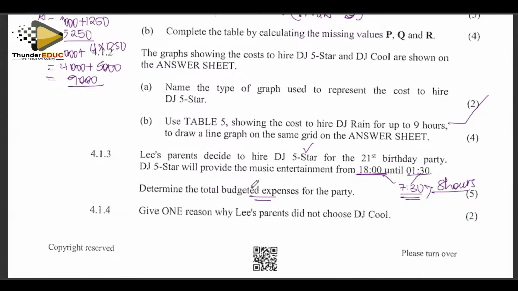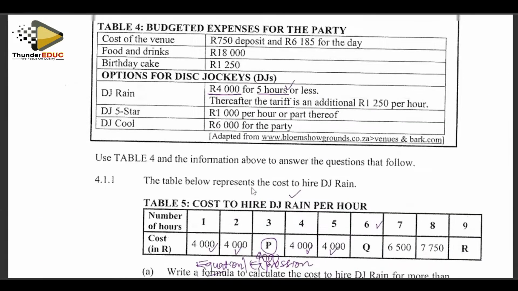Why? Because when you look at DJ 5 Star, he charges 1,000 per hour or part thereof. What does this simply mean? Should you only use 30 minutes, he'll charge 1,000. Should you use 1 hour and 20 minutes, he'll charge for 2 hours. If you exceed that 1 hour, whatever time you've exceeded, he counts it as another hour.